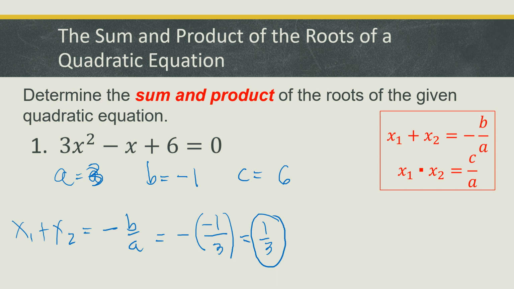How about the product? The product, x sub 1 multiplied by x sub 2, is equal to c over a. Our c is 6 and our a is 3. Six divided by 3 is equal to 2. So therefore, the product of the roots is 2. So we have now the sum of 1/3 and the product of 2 of the two roots of the given quadratic equation.